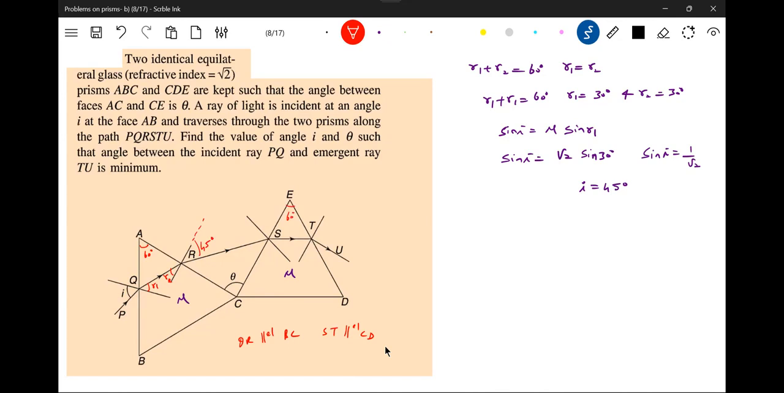Equilateral prism. The question is telling, find when TU is minimum. So therefore this angle should also be 45. In this triangle, with 45 and 45, the remaining angle should be 90 degrees. Because the condition has been put that the deviation should be minimum, the angle between PQ and TU should be minimum. So therefore theta has to be 90 degrees. Okay, so I how much? I is 45 degrees, theta 90 degrees.